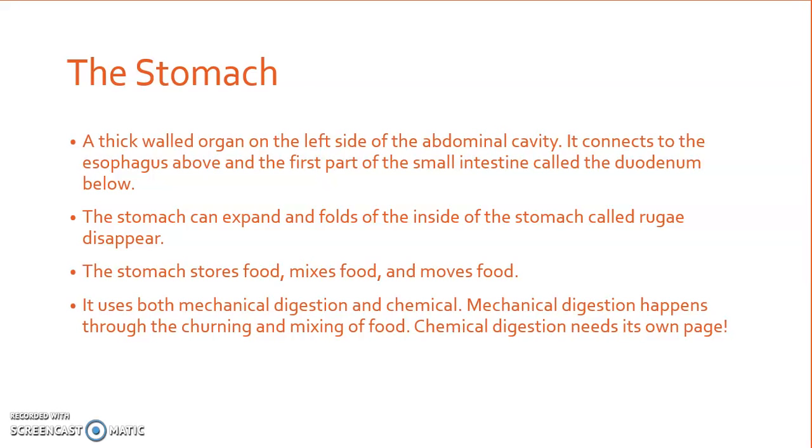So now that we've talked about all that, kind of refreshed our memories, we'll talk about the stomach. So it's a thick-walled organ on the left side of the abdominal cavity. It connects to the esophagus above and the first part of the small intestine called the duodenum below. The stomach can expand, and folds of the inside of the stomach are called rugae, and they disappear. So when your stomach is small, there's a whole bunch of folds in it, and those are called rugae. The stomach can expand, so when there's lots of food in it, there's lots of gas in it, the stomach expands, and those rugae disappear.